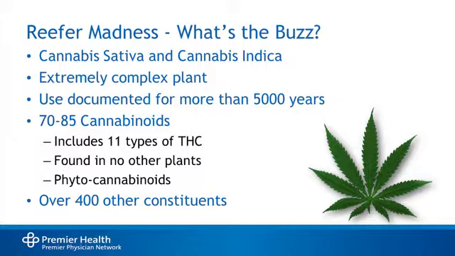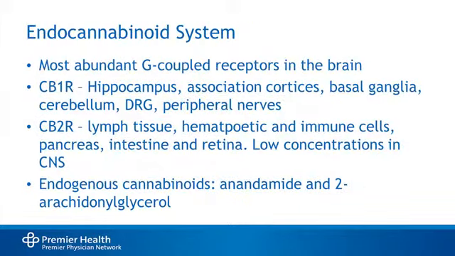Over 80 of them are cannabinoids. These are the chemicals that will work in the brain. The most common one is tetrahydrocannabidiol, and there are 11 types of this. These are found in no other types of plants. They're considered phytocannabinoids. These work in the central nervous system because there is an intrinsic endocannabinoid system.